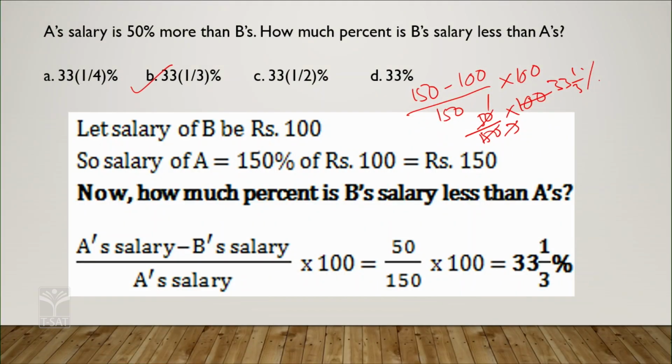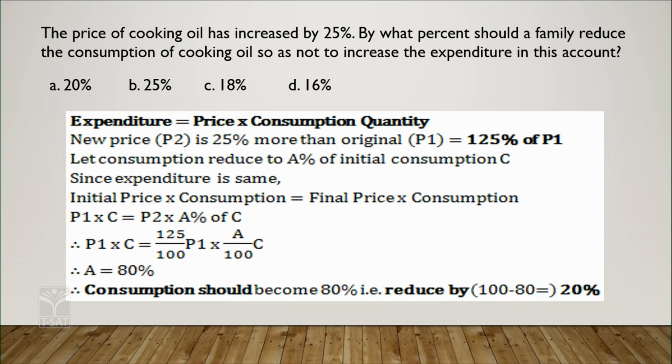Simply what we did here: assume B's salary as 100, and then A's salary will be 150. Then the difference between A's and B's salaries is 50 rupees. So, 50 by A's salary, which is 150, into 100, since you want to express it in terms of percentage. So, you multiply with 100, then it is 33 and 1 by 3%. Is it clear? Okay. Now, we will shift to the next.